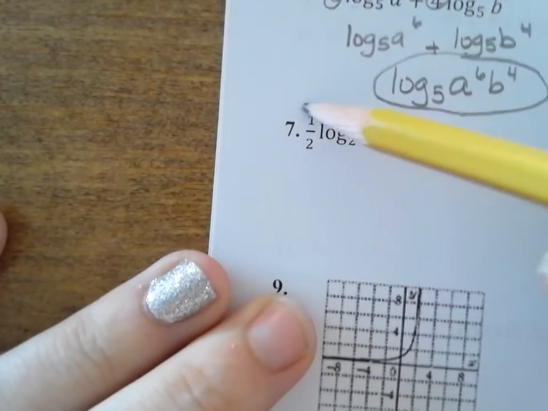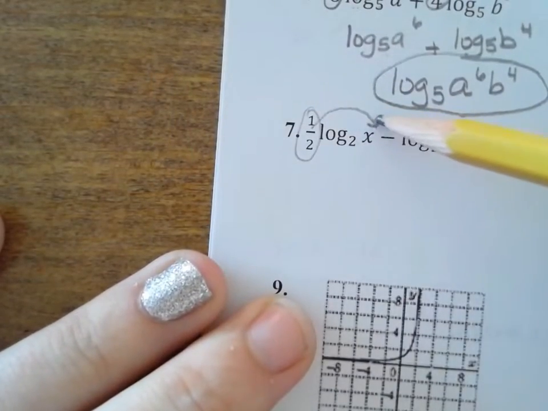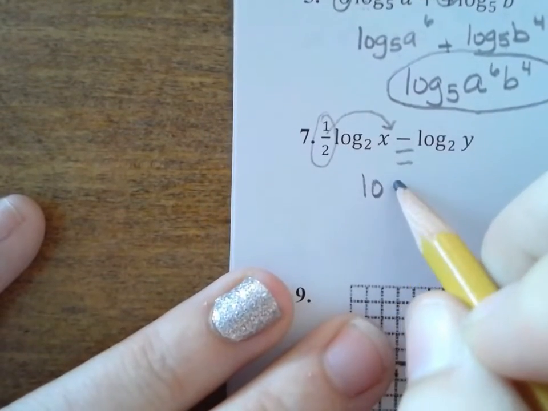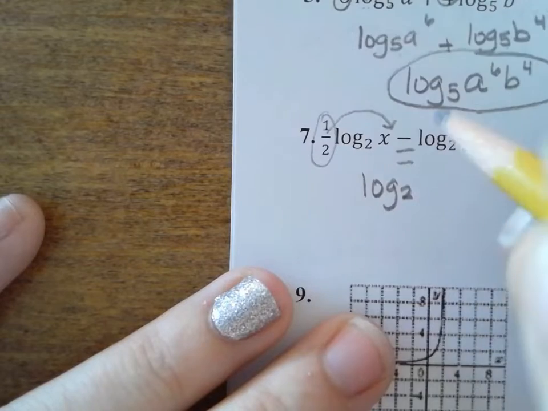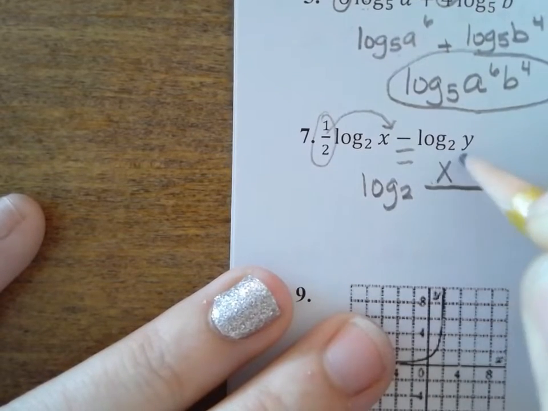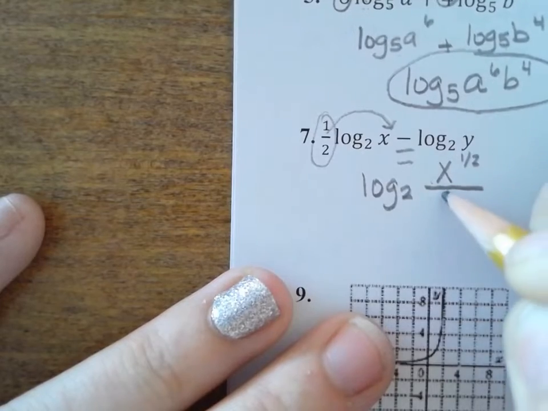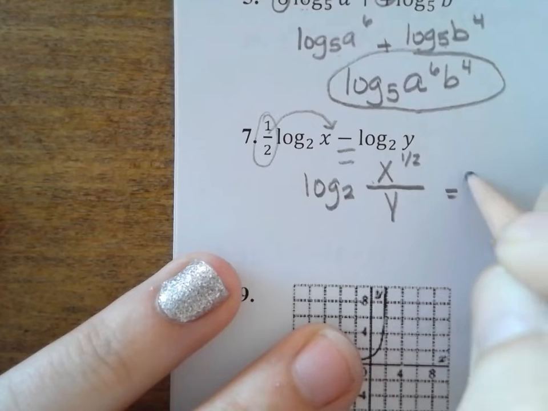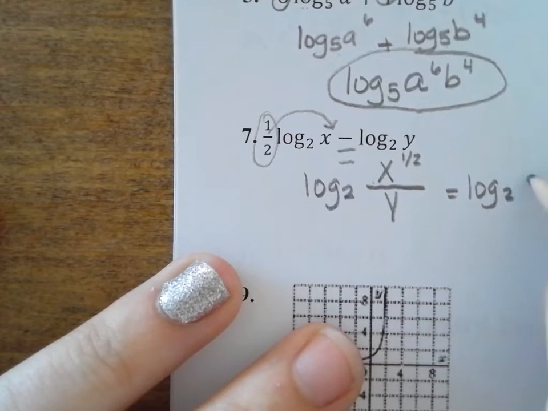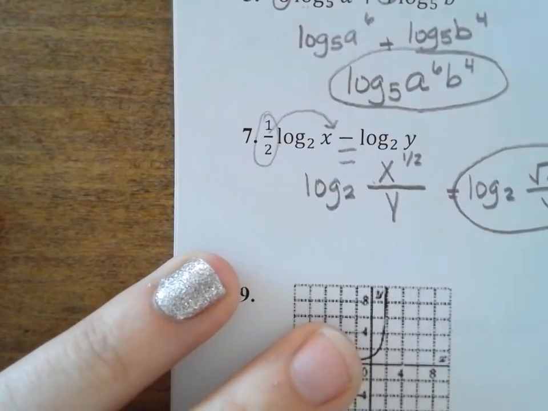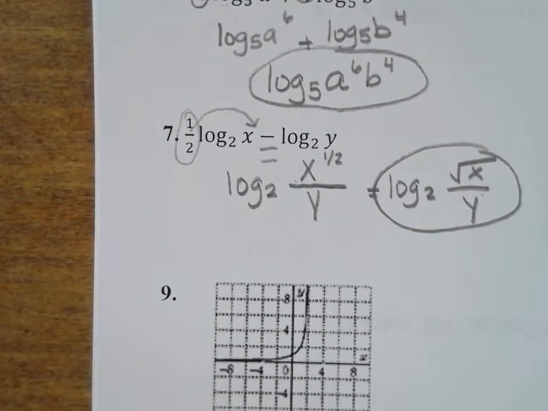All right, here, again, I'm going to take this and put this as an exponent, and I'm subtracting. So I have log base 2, since I'm subtracting, that's going to be my quotient rule, of x to the 1/2 over y. But remember, x to the 1/2 means square root x. So there would be your final answer. So go back and look at your quotient rule if you're confused.